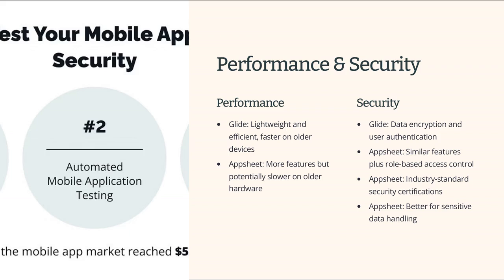Let's move on to security. Both Glide and Appsheet take security seriously. Glide encrypts all data and offers user authentication, while Appsheet provides similar features, along with advanced options like role-based access control. Appsheet also complies with various industry standard security certifications, making it a good choice for businesses dealing with sensitive data.